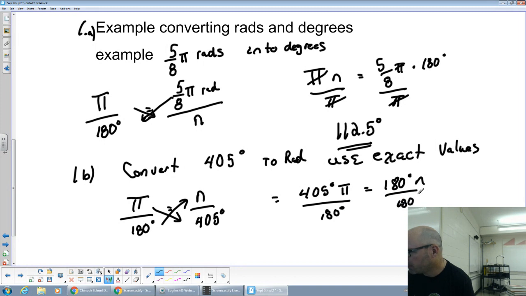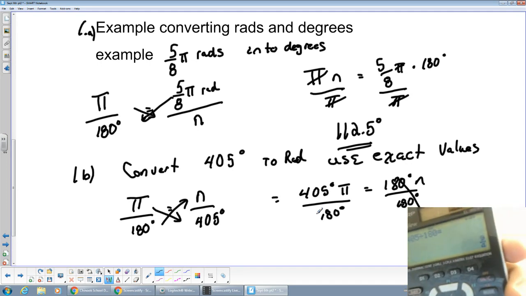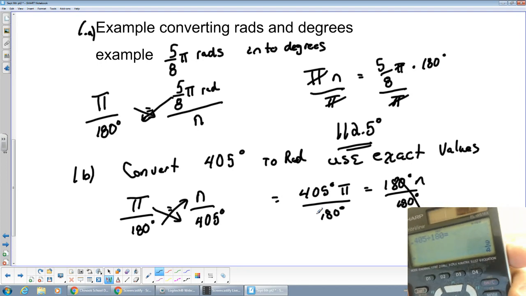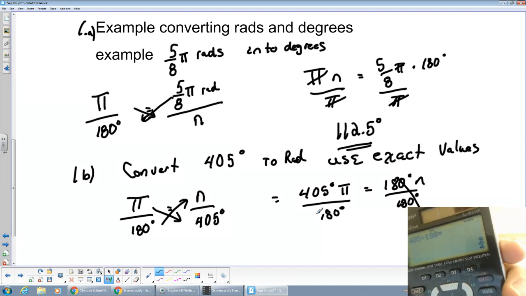Now if we don't want that decimal, if we want to leave the pi, we have to reduce this into a fraction number. So 405 divided by 180, and then divided by a common number to get your fraction. In my case, my calculator works in fractions, so I'll put it up there for you. When you divide 405 by 180, you get 9 over 4. So basically, I've divided both sides.